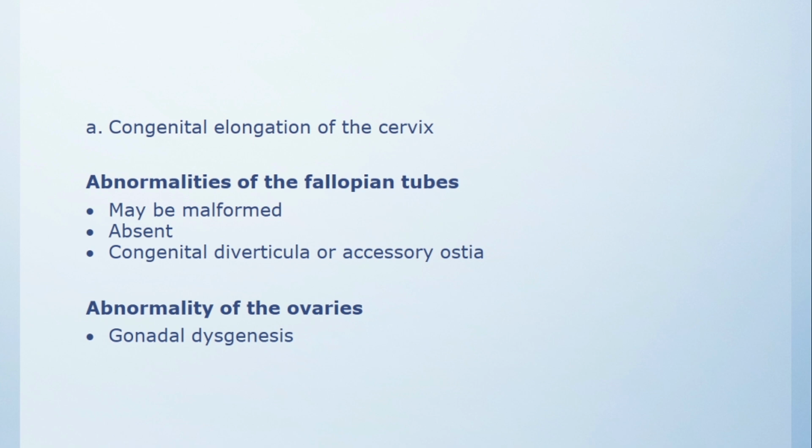There could be abnormalities of the fallopian tubes resulting from this embryonic development. They could be malformed, they could be excessively long, and they could occur with diverticula or accessory ostia. And sometimes they could be absent. And finally, abnormalities of the ovary could occur. There could be congenital gonadal dysgenesis, or they could be completely absent.